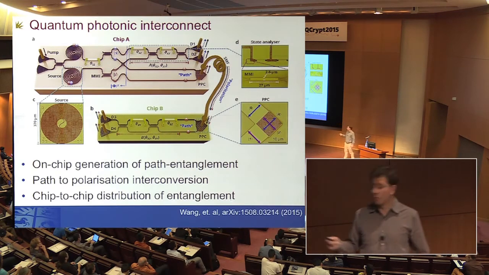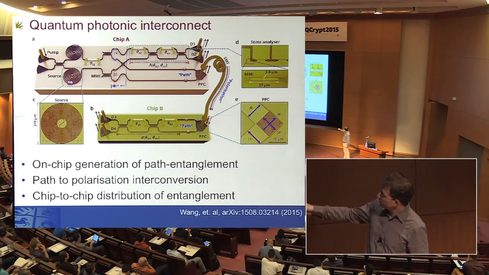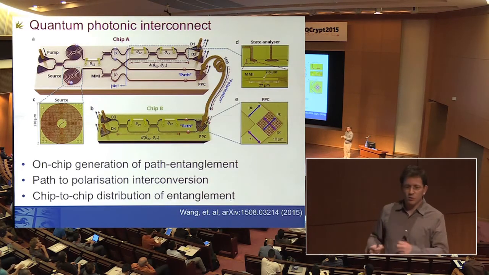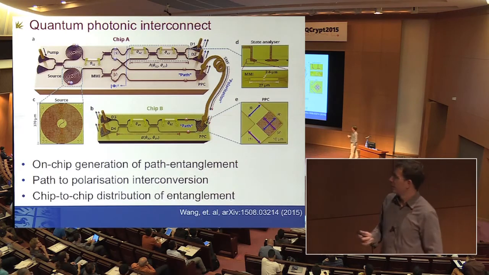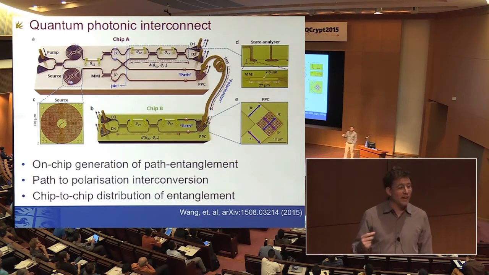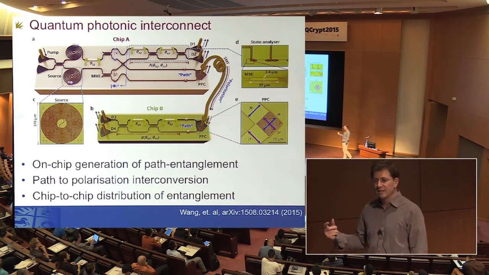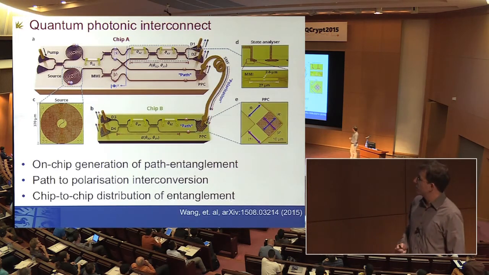Then what we do is we use these state tomography circuits here and here to allow us to project and measure the two halves of these entangled states to show that we actually have been able to coherently distribute entanglement across this chip.